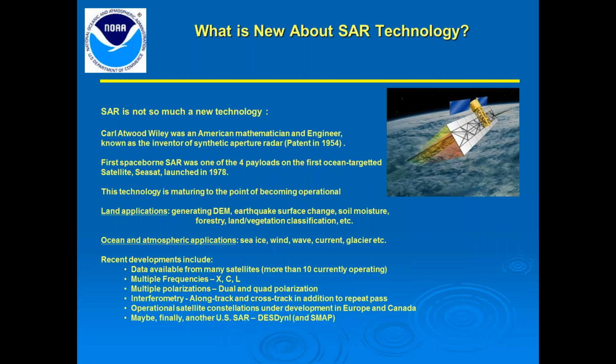There have been a lot of land applications to generate DEMs, for earthquakes, flooding, and so forth. And we have a lot of ocean applications. We have the National Ice Center continuously using it for ice monitoring, and we have been using it for wind and waves. Recent developments include multiple satellites. We have many satellites flying on orbit now, with different frequencies, different polarizations, and a lot of research techniques have matured enough that those SAR-derived products have been used operationally.